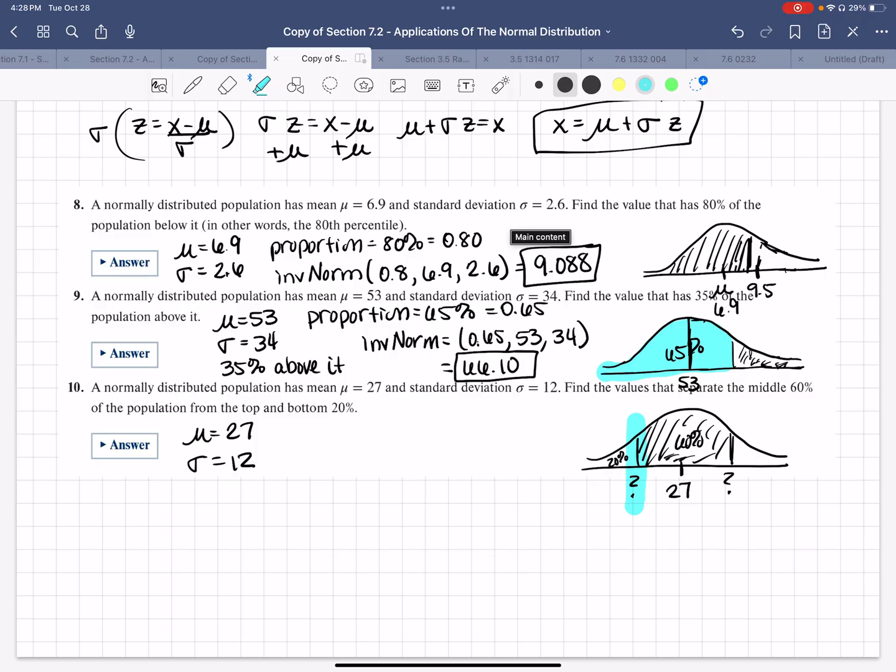So the first thing we're going to do is find this first one right here. I know that's 20% to the left. It even told me it was 20% to the left. So I'm going to find the value for a proportion of 0.20. I'm going to say inverse norm, 0.20, 27 and 12.